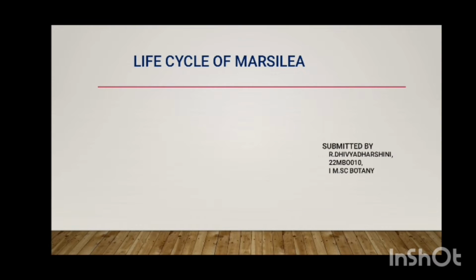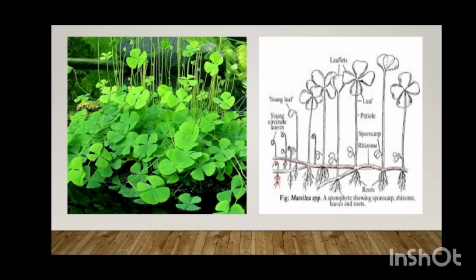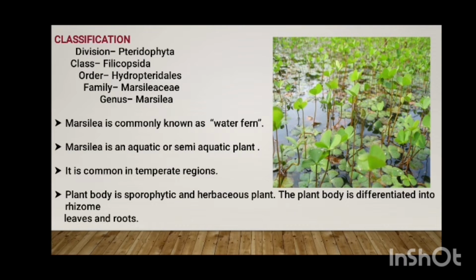Life cycle of Marsilea. Classification: Division Pteridophyte, Class Filicopsida, Order Hydropteridales, Family Marsileaceae, Genus Marsilea. Marsilea is commonly known as water fern.